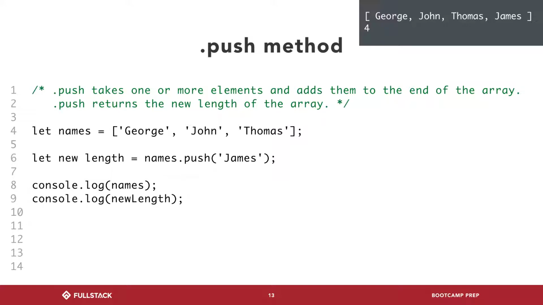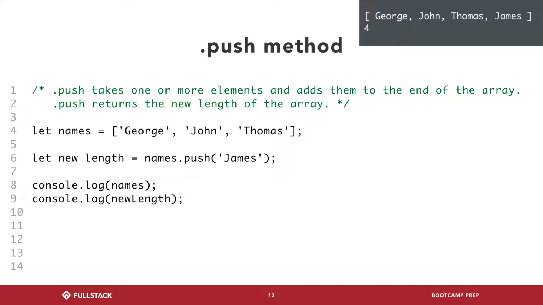I like to distinguish. This is a typo here. This should all be newLength, one variable name. With any given function here, there's three things to distinguish between. The first one is what the function does. The second thing is whether or not it changes the original array, and the third thing is what it returns.